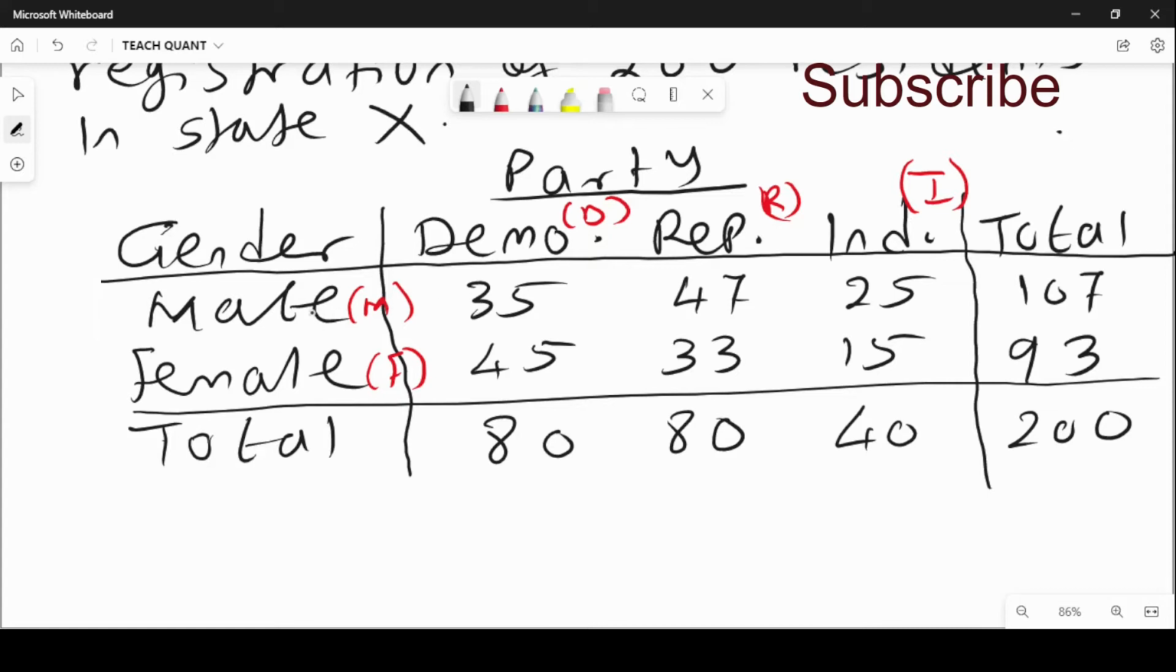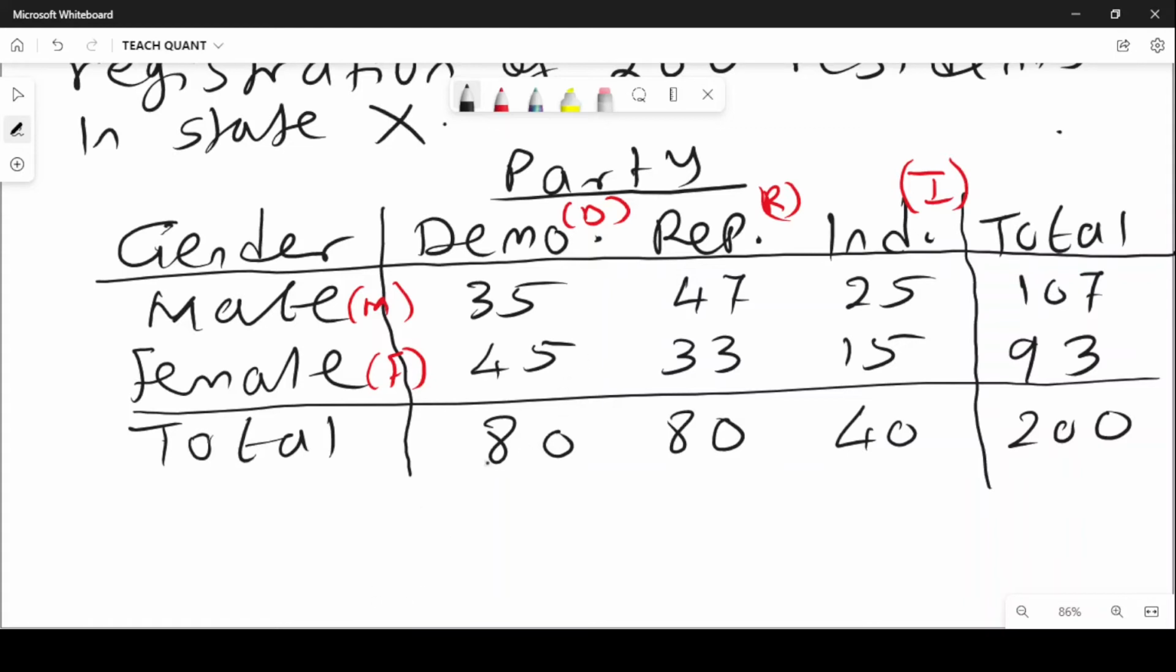35 of the males out of the 200 people are Democrat, and 45 of the females are Democrat. The Republican male is 47 and female is 33. The Independent, 25 male and 15 female. So the letter D is for Democrat, R for Republican, I for Independent, M for male, and F for female. So we want to do a few things.